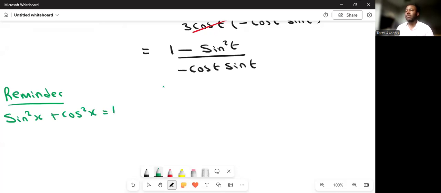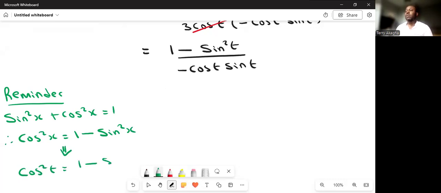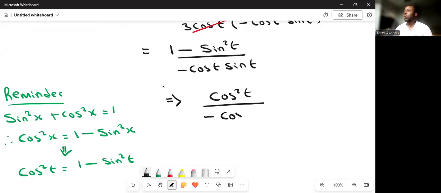So therefore, I can now say cos squared x will be equal to 1 minus what? Sine squared x, okay? So if I want to bring it here, I can also say cos squared t should be equal to 1 minus what? Sine squared what? T. So that means I can then put this now to be 1 minus sine squared t is going to be the same thing as saying cos squared t divided by minus cos t sine t. Are you seeing it?